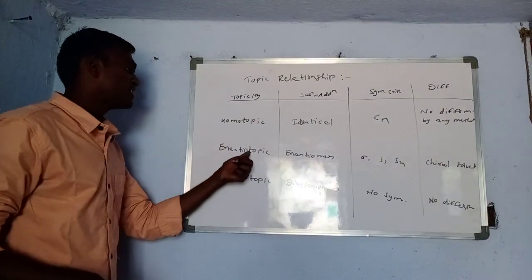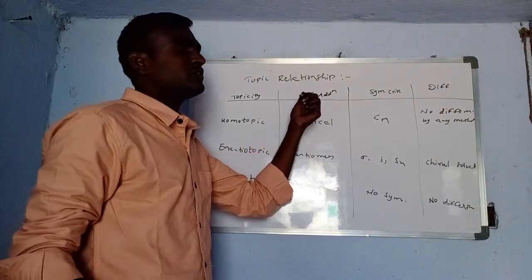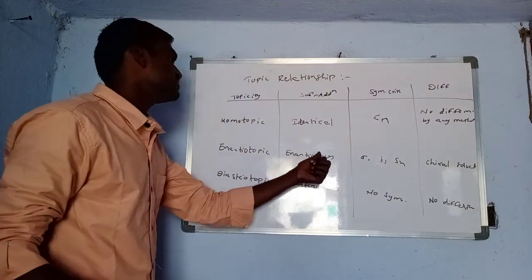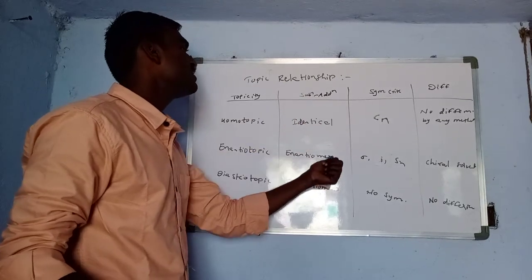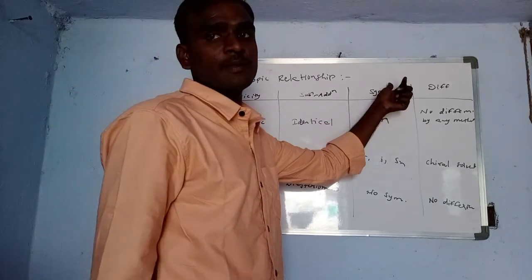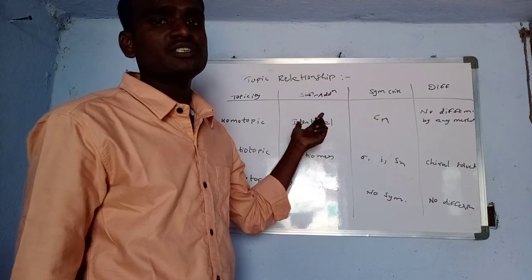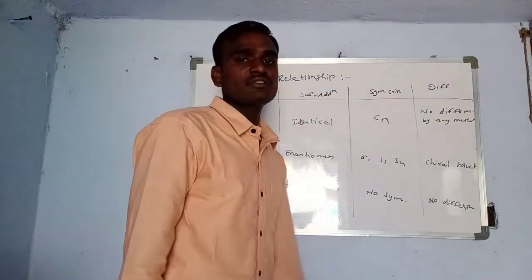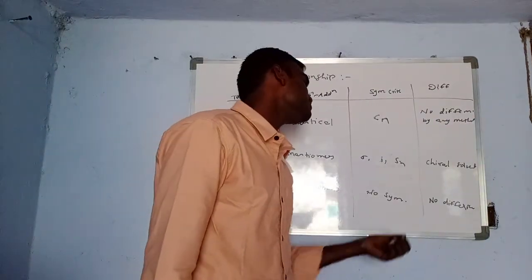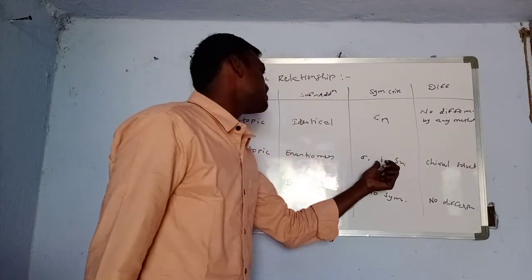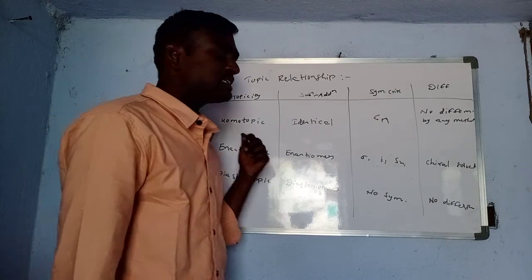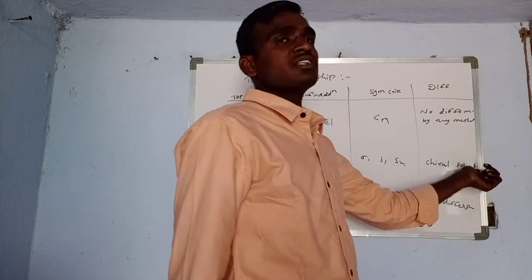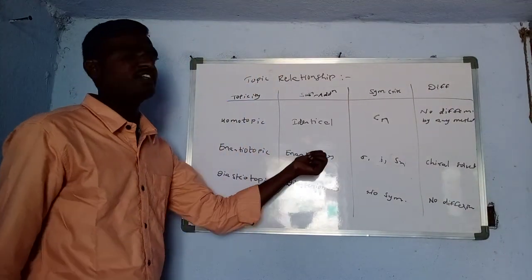Similarly for enantiotopic ligands, what is the substitution or addition criteria? For enantiotopic ligands, we get enantiomers. And what is the symmetry criteria? For enantiotopic ligands and faces, the symmetry criteria is the second kind of symmetry elements. What are the second kind of symmetry elements? Sigma, i, and Sn. So these are the second kind of symmetry elements. And the enantiomers can be differentiated by chiral solvents.